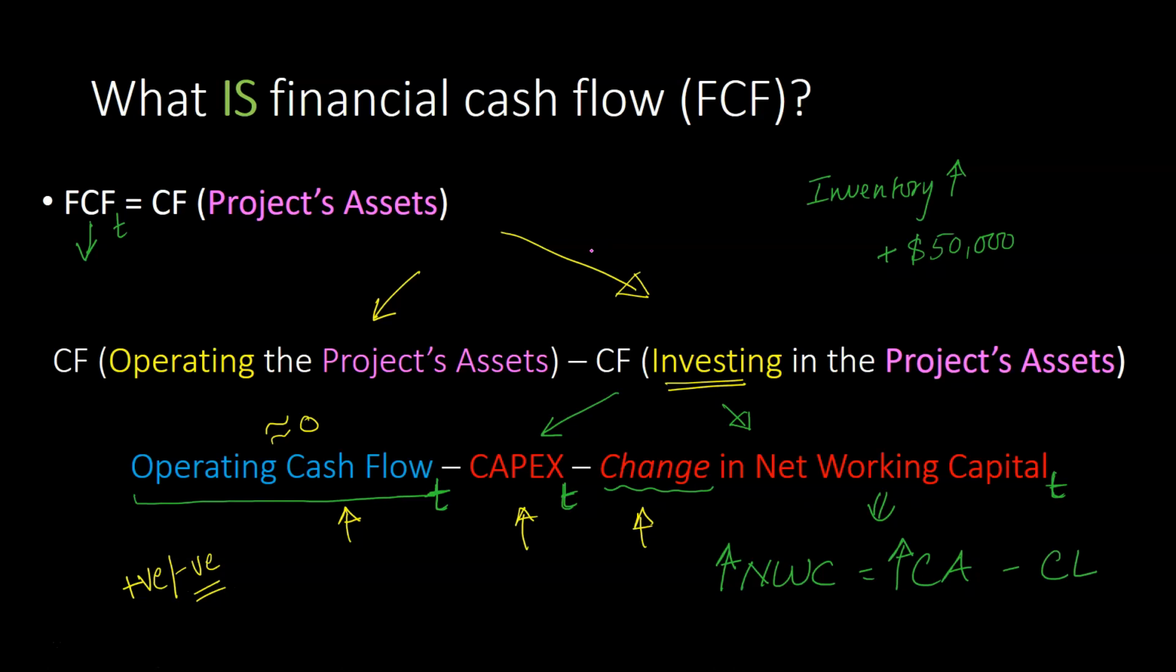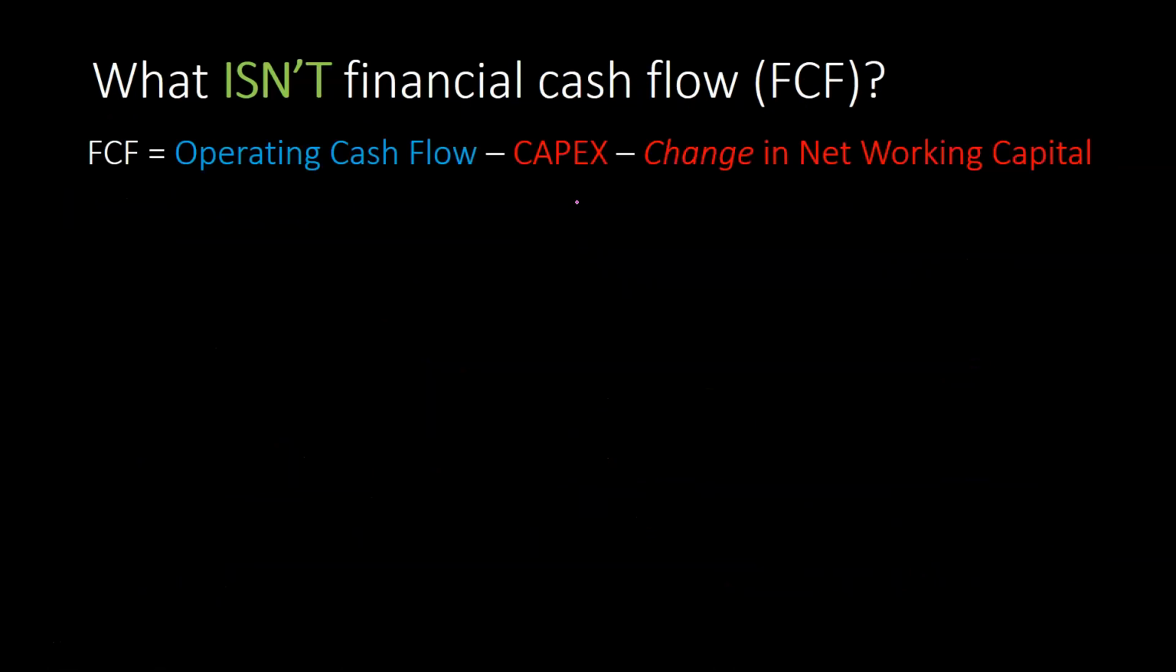Now that we've talked about what financial cash flow is, I want to very quickly give you a rundown on two things to bear in mind with respect to what isn't financial cash flow. So look, financial cash flow, as we've just said, is how much you're generating from operating the assets net of how much you're spending or investing in those assets. Please understand this. First, profit and financial cash flow are two very different things. Just because you have profitable operations does not mean that you are generating a high amount of financial cash flows.